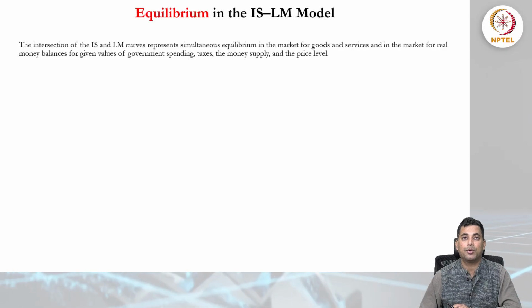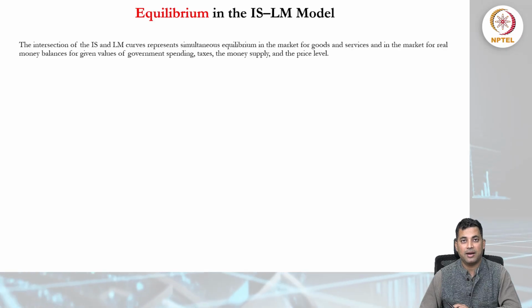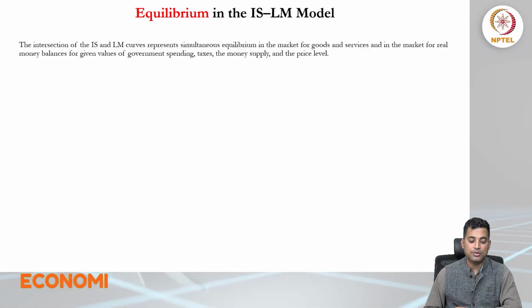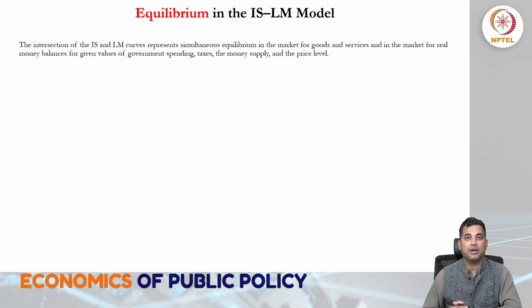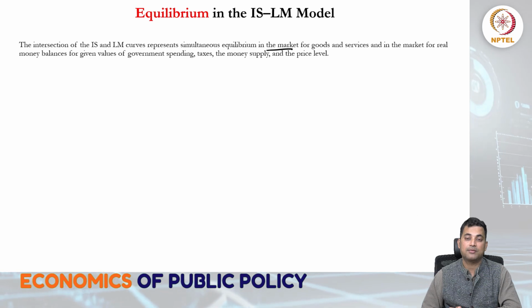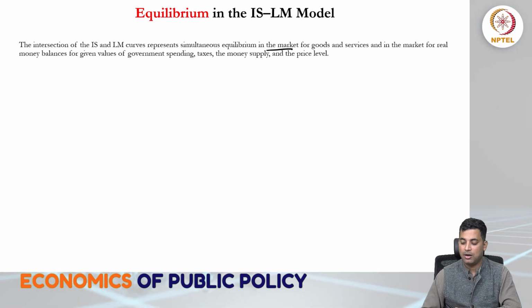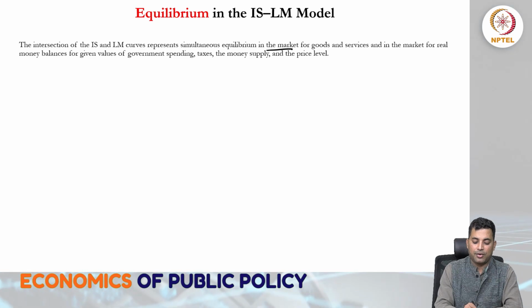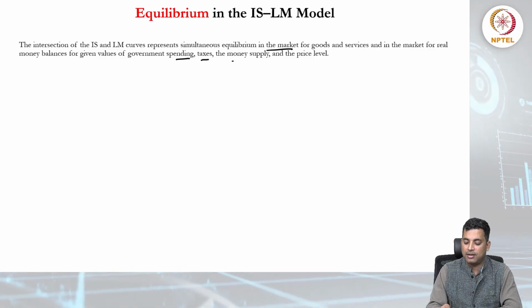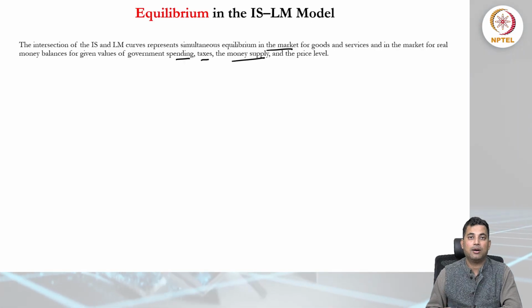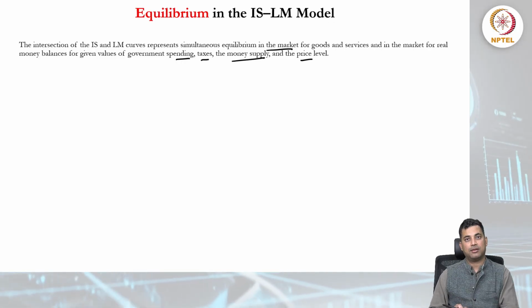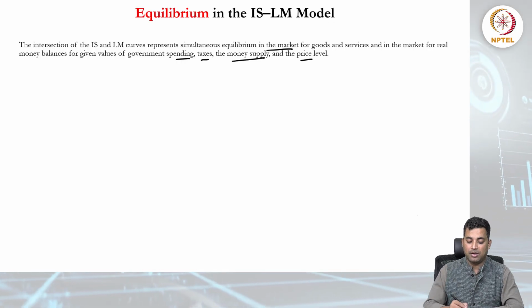So the money market cannot work in isolation, and neither can the IS curve work in isolation as far as the market is concerned. The intersection of the IS and LM curves represents the simultaneous equilibrium in the market for goods and services for transaction purposes, and in the market for real money balances, for given values of government spending G, taxes T, and the fixed money supply MS by P, where P is the price level. So this is what we are going to discuss now.